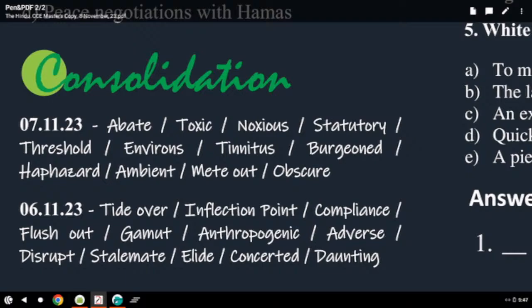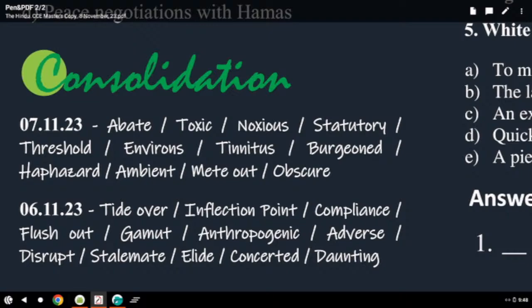Statutory means you can also write one word, legal. Based on a statute, but statute means what? A written law brought out by a legislative body. And threshold, meaning a particular point where things start changing. The peak, you can also think of the word peak. Environs, an important word. Noun, meaning surroundings, very good.